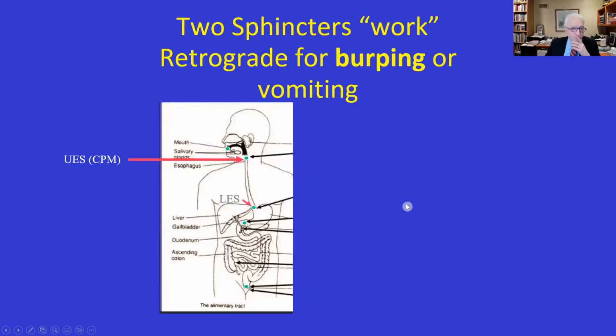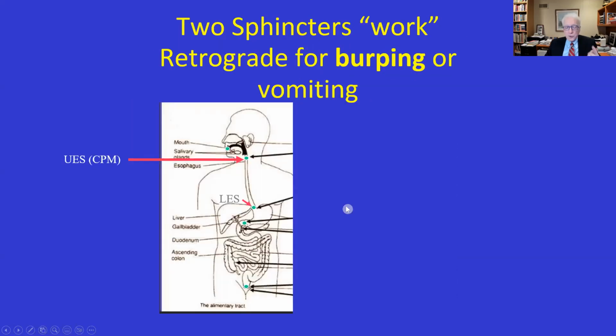Well, these two sphincters, the upper esophageal sphincter and the lower, are mostly, again, for antegrade, which means downward passage, but they must work also in the retrograde direction for burping and for vomiting. So especially this sphincter right here, the one that we're talking about tonight, the upper esophageal sphincter or the cricopharyngeus muscle, they're not exactly synonymous terms, but close.